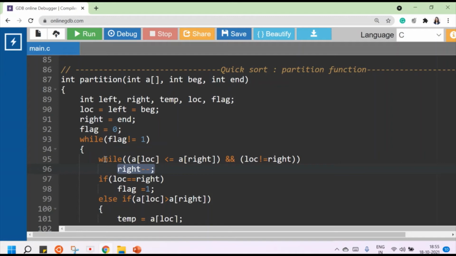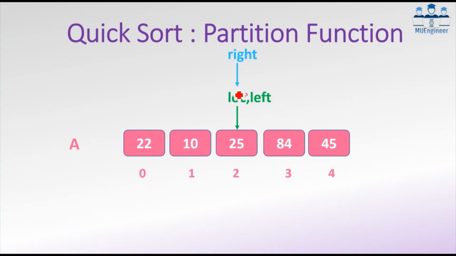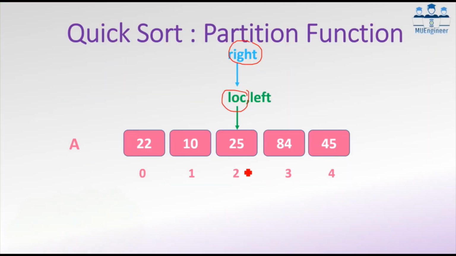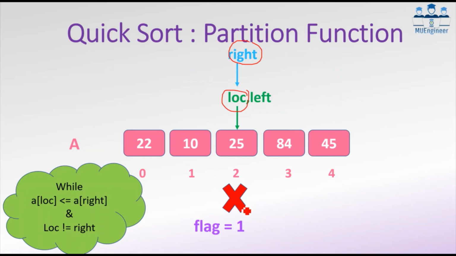Again I am checking, I am going in a while loop. But here the while loop will come out because this condition is not satisfied. What is this condition? Location is not equal to right. Currently my location and right are the same. So I am coming out of the while loop and this if condition will now be satisfied, that is location equal to right, and now I will turn my flag to 1.